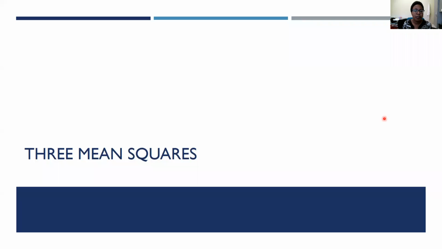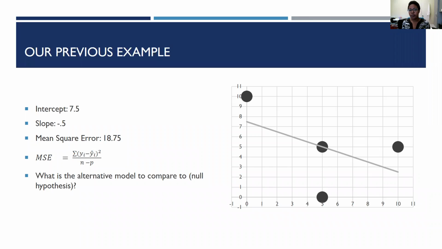So in this lecture, we're going to talk about three mean squares. In our previous example with the students who were studying, where we saw their quiz grades and the relationship between their quiz grades and the hours of TV that they watched, we found we had a mean square error of 18.75. But that number doesn't really mean anything on its own.